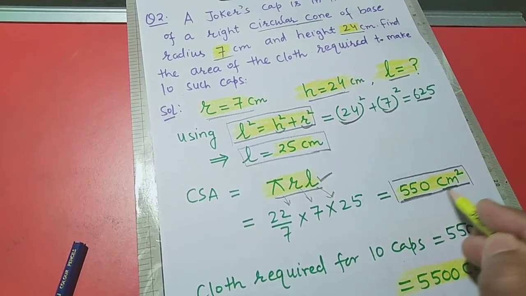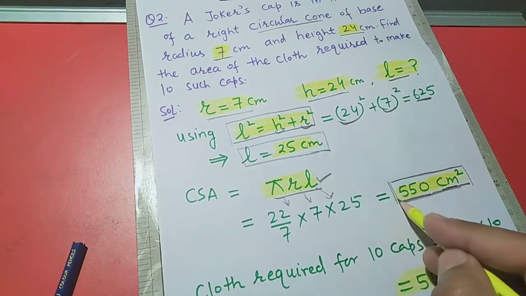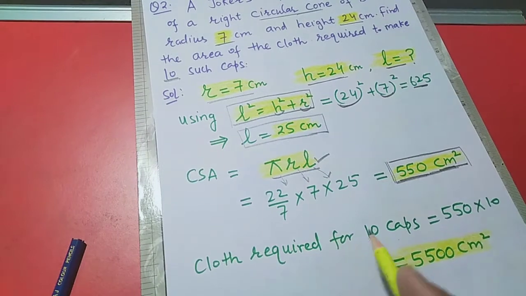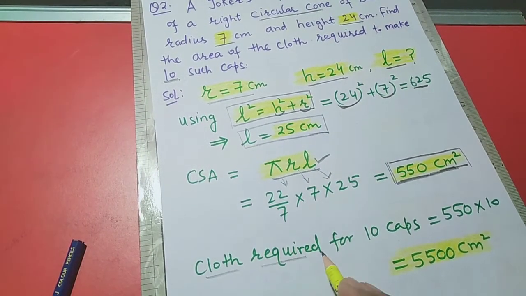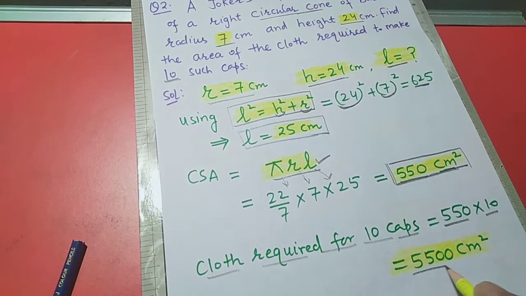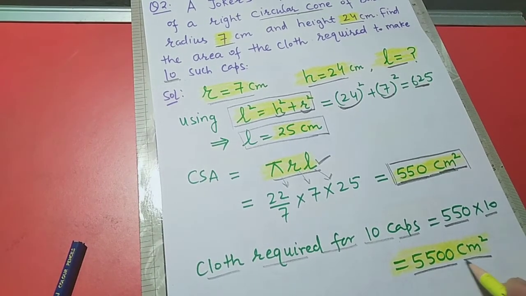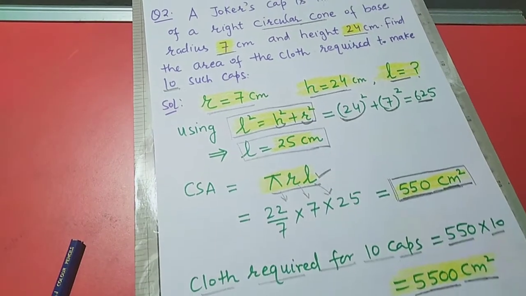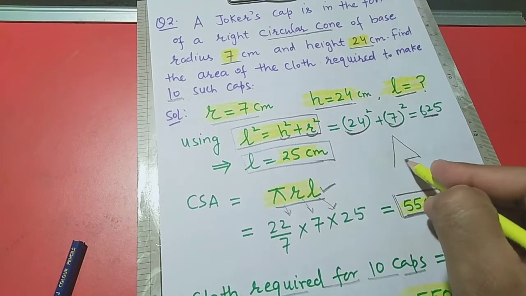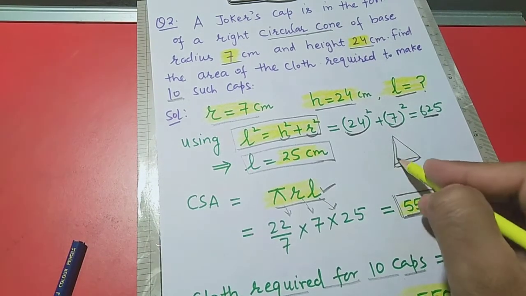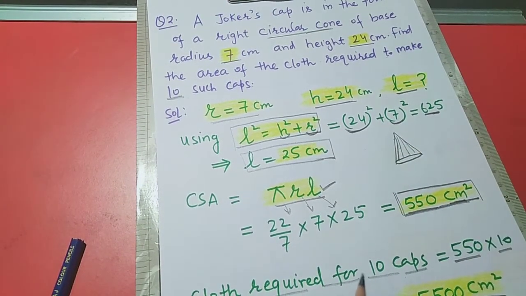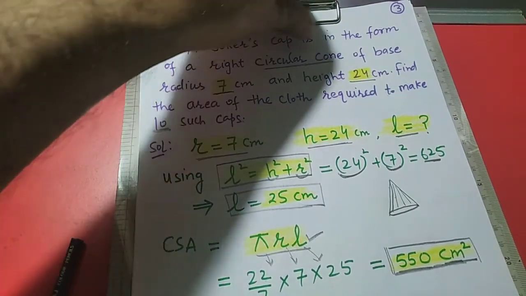It means one cone will consume this amount of cloth, but we have to make 10 such caps. So we have to multiply: cloth required for 10 caps will be 550 into 10, that is 5500 centimeter square. So remember, if you want to know how much area is needed to make a cone, you have to find the curved surface area. This way we have done question number 2.